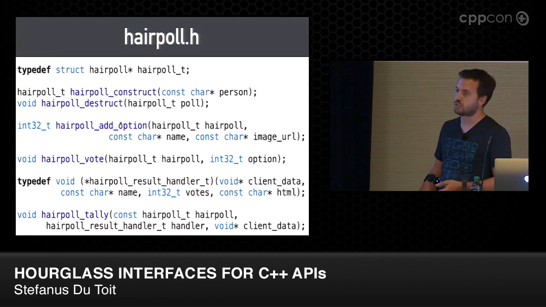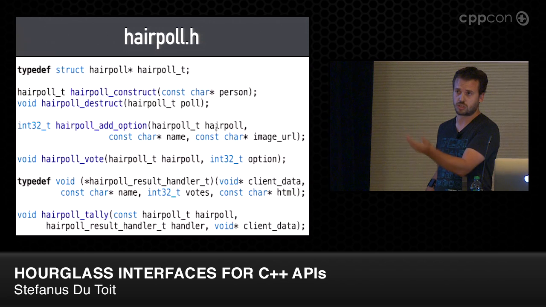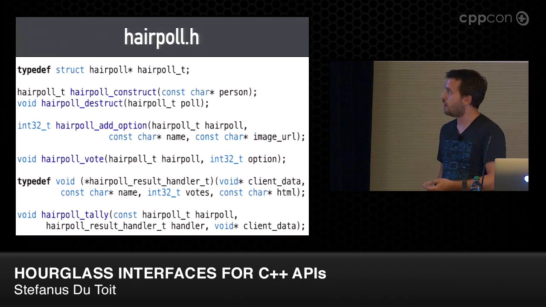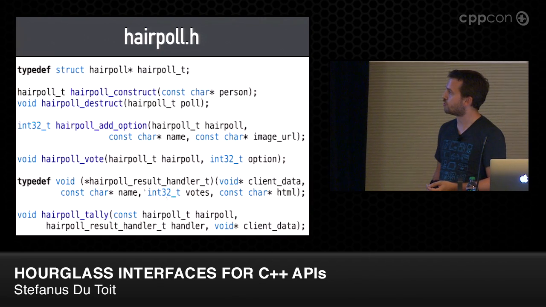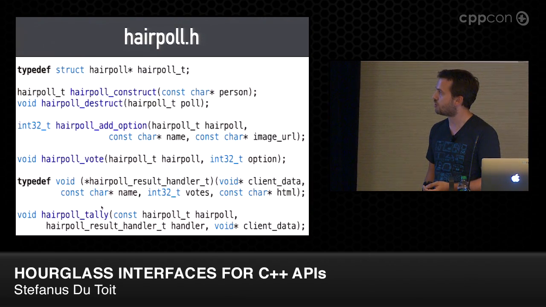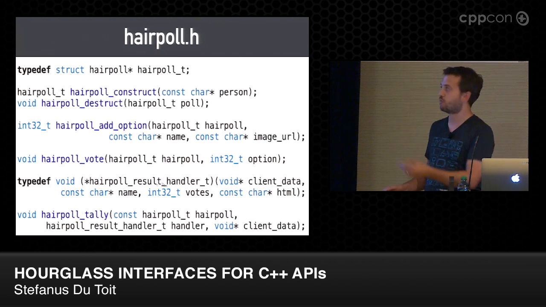We can add options to it. These are basically like He-Man or Skeletor or whomever, and a URL for a representative image, because you're going to have to show that to people. People can vote on hairpulls by picking the appropriate option, and we can also tally the results that we've had so far. Basically the way that works is we get called back for each result and informed about it. So there's this ugly typedef here as well.